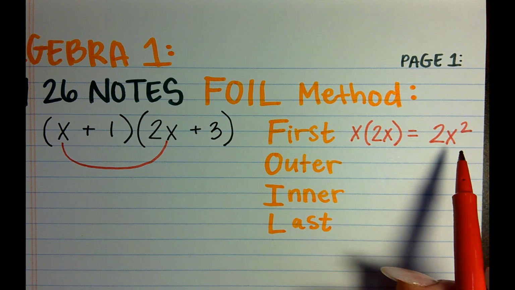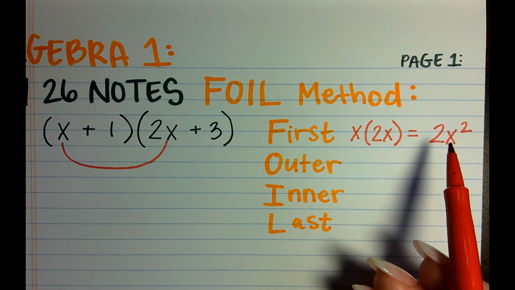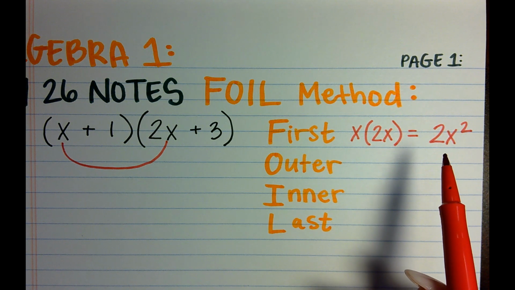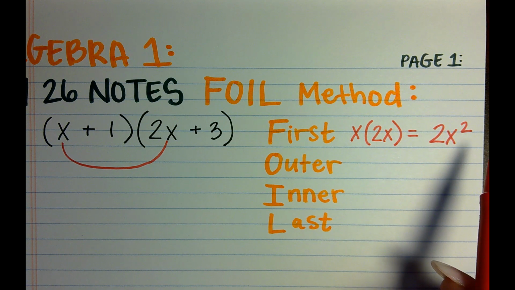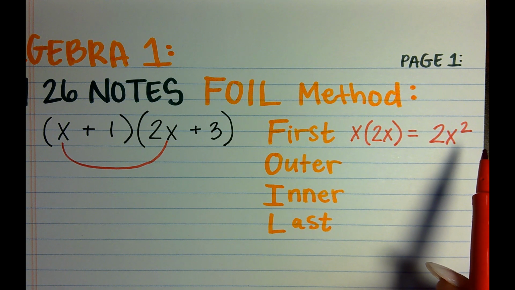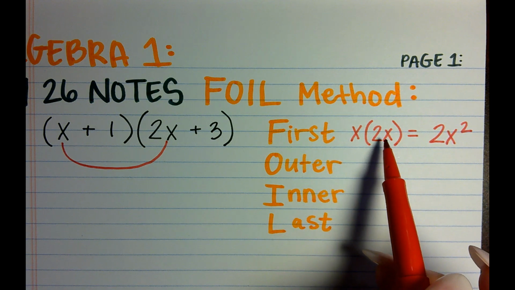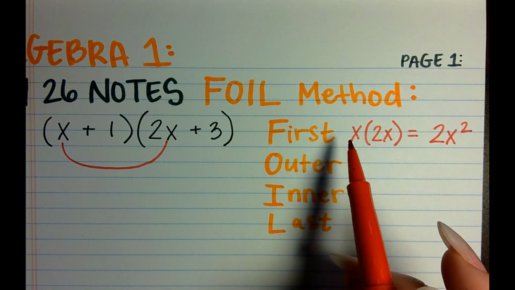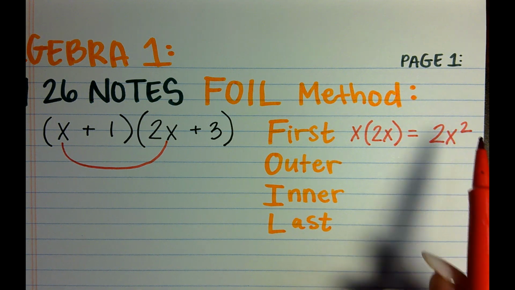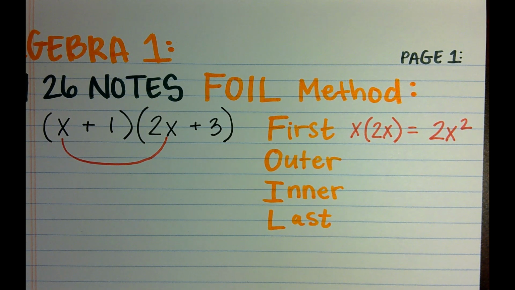And does everybody see how we got 2x squared? Or would anybody like an explanation for that? Can anybody tell me why it's 2x squared? Because it's 2 x's. I have an x here multiplied by another x here. x, x. There's 2 of them now. So it's squared. So we did our first term. Now we're going to do our outer terms.